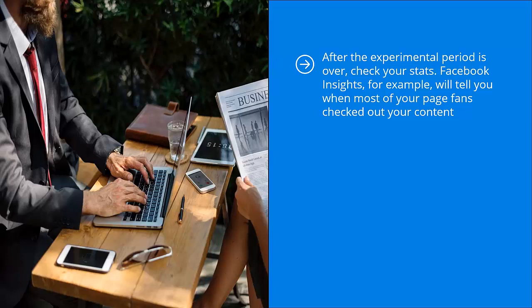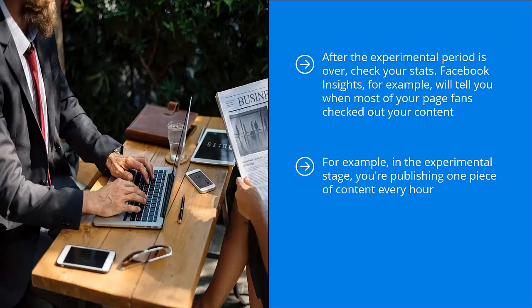Armed with this information, you should set up your automated software to publish your content in a cluster to fit those optimal times. For example, in the experimental stage, you're publishing one piece of content every hour. That's 24 pieces of content spread out over a full 24 hours. After you check Facebook Insights, it turns out that 80% of your content views actually take place between 8 a.m. and 5 p.m. You then take those 24 posts and compress them within that 8 a.m. to 5 p.m. window. This is how you publish in clusters. Forget time blocks outside of that time frame. This way, you maximize your chances of the right eyeballs seeing your content.